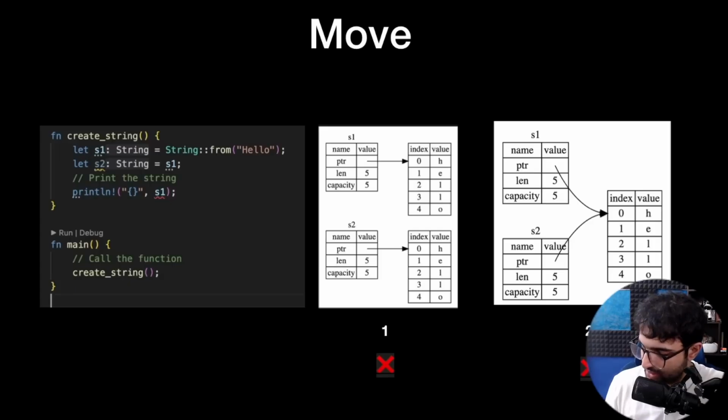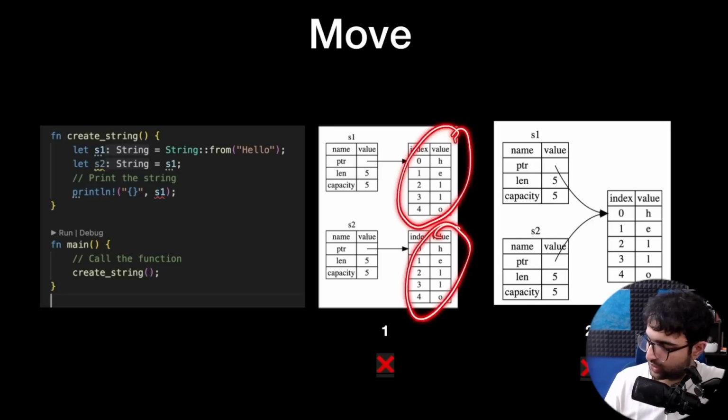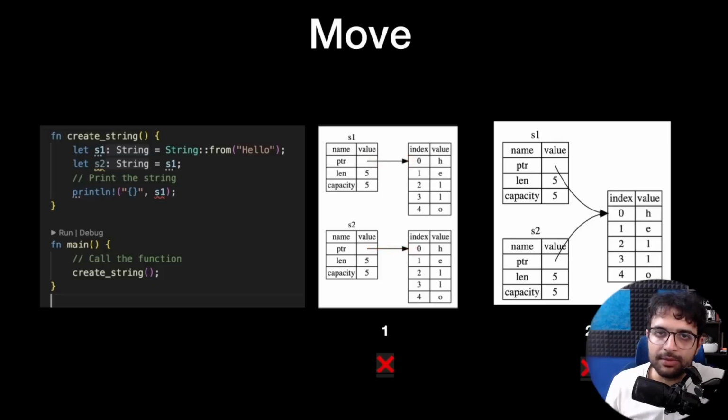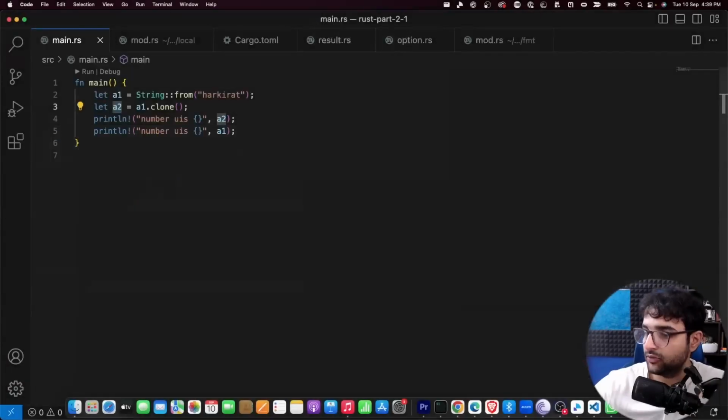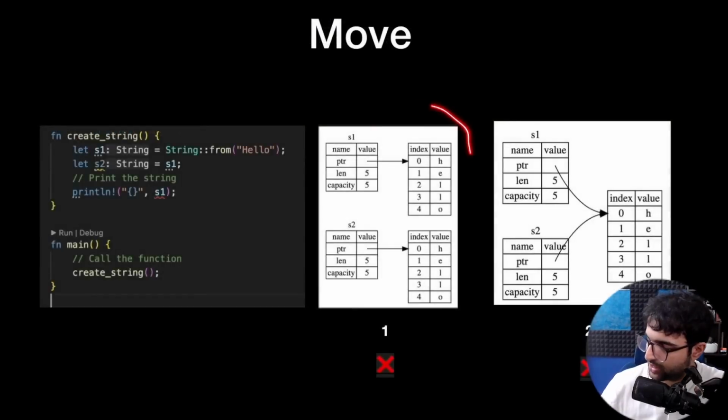Case 1 says, here when you do let S2 equal to S1, we copy over the string. We have two separate places on the heap where we are storing the string. This one points to the first one. This one points to the second one. Does this happen? No, this does not happen. You don't by default clone the string. If you want, you can call s1.clone and then yes, this would happen. If you clone the original string, this would happen. But if you simply say let S2 equal to S1, then this doesn't happen.